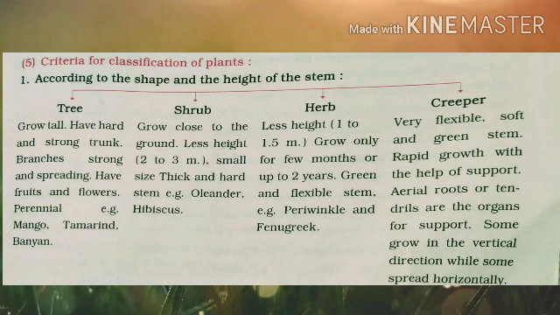Example, periwinkle and fenugreek. After that, we have learned about the creepers: very flexible, soft and green stem, rapid growth with the help of support. Aerial roots or tendrils are the organs for support. Some grow in the vertical directions while some spread horizontally.